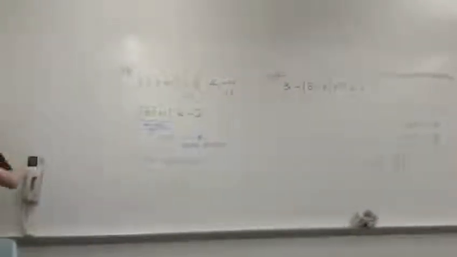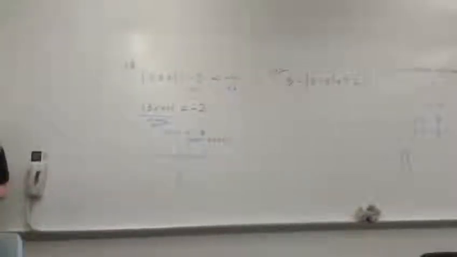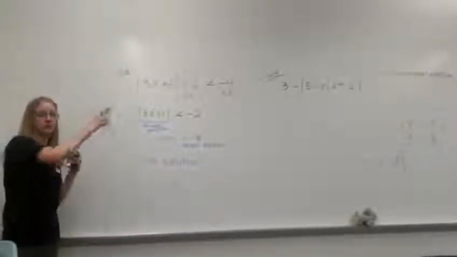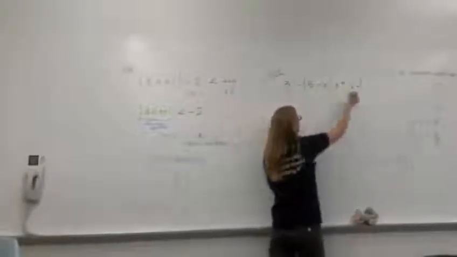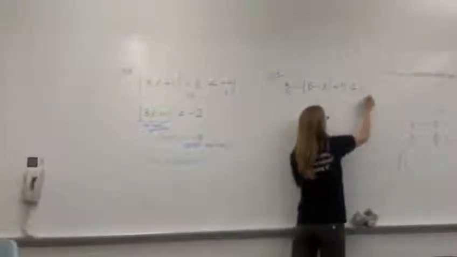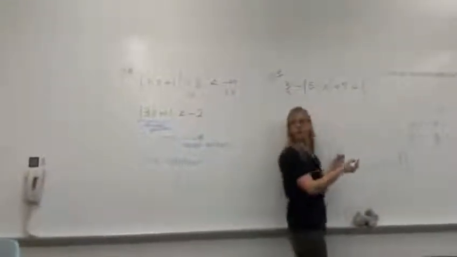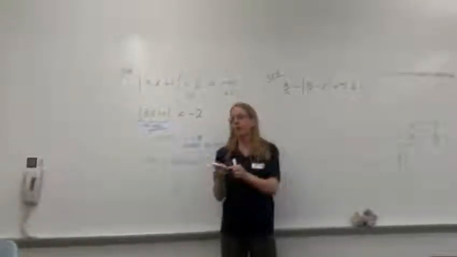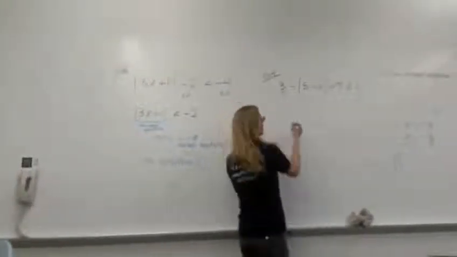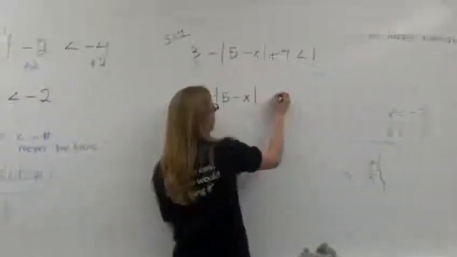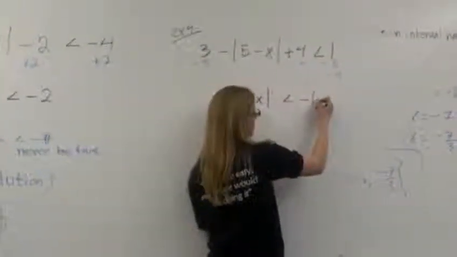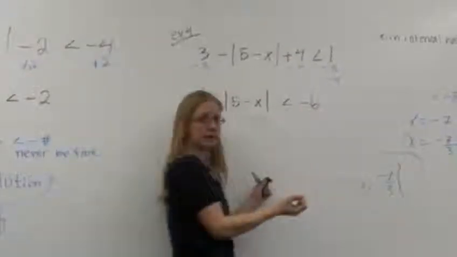Okay, what's the first thing I should do? Move the absolute value. I gotta make sure the absolute value is by itself first, right? There's definitely more than one way you could do this. You could move the absolute value to the other side. I'm gonna subtract 3 from both sides, and then subtract 4 from both sides. You guys see that? That's one way. What you were doing is right, I'm just doing it a different way. And then this would become negative absolute value of 5 minus x is less than, what is that, negative 6? Yeah. You got that so far?